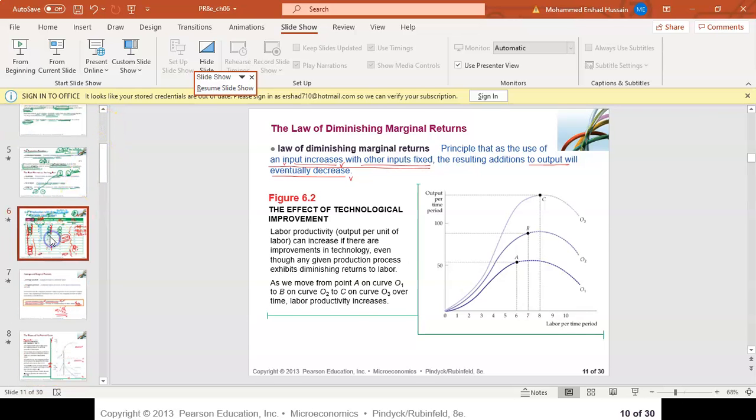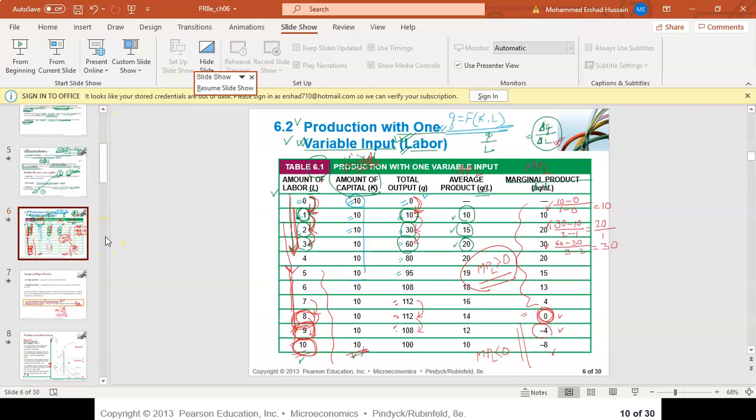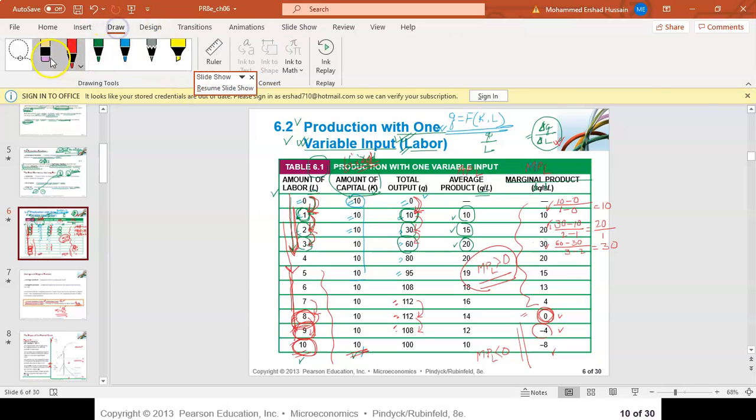If we go back to the table, look at that. Here, look at this marginal product. See, look at this. Let me make some room here.